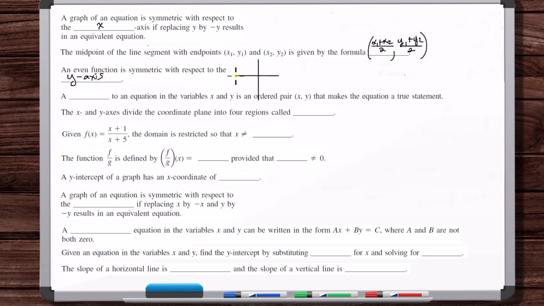Right, like this. That's a function, right? It passes the vertical line test. It's symmetric with respect to the y-axis. A blank to an equation in the variables x and y is an ordered pair x, y that makes the equation a true statement. This is a solution.